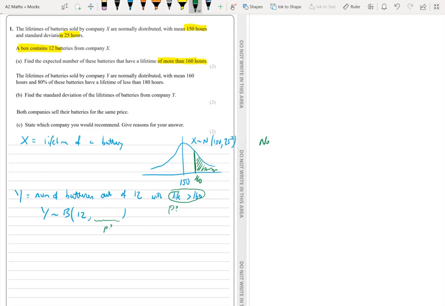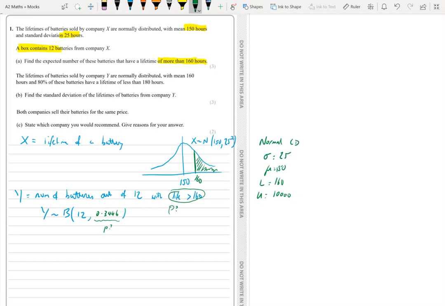So you're going to need to do a normal CD on your calculator. It asks you all the questions. Sigma is 25, mu is 150, lower is 160, and for upper you just put in a big number, put in 10,000 or something, and see what probability comes out, and it should be 0.3446. If we keep 4 decimal places there at least, so that we're more accurate.